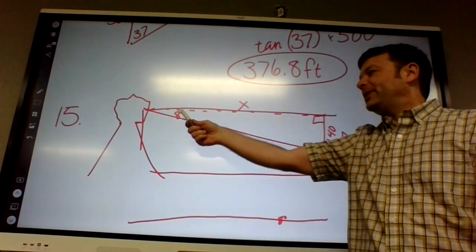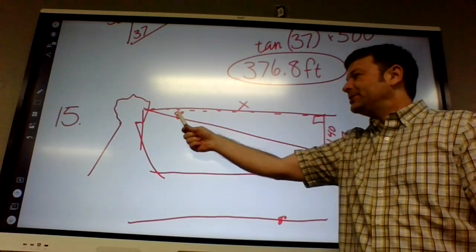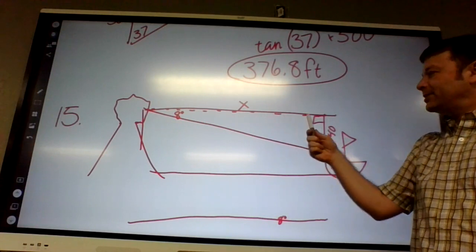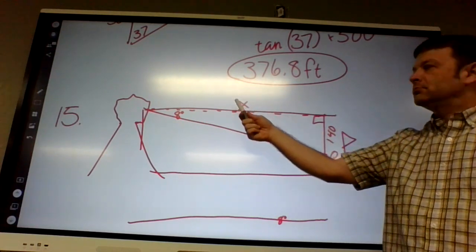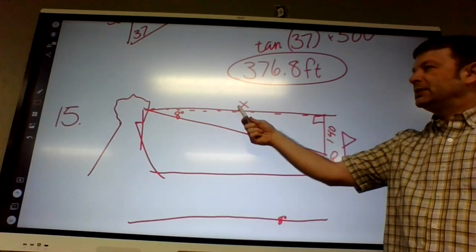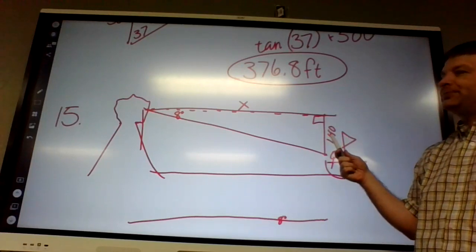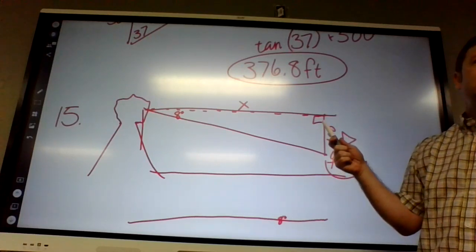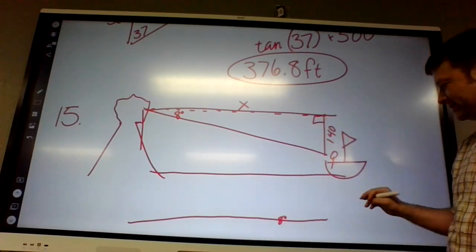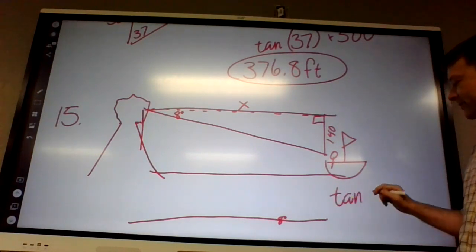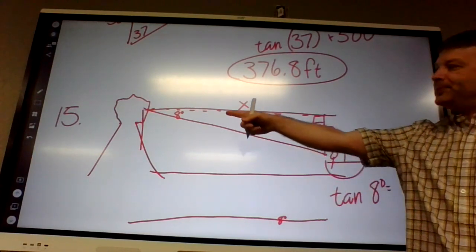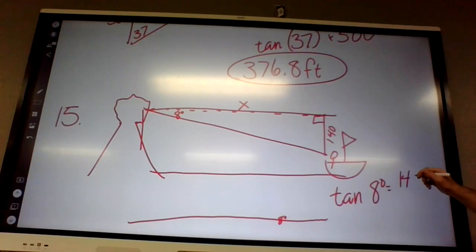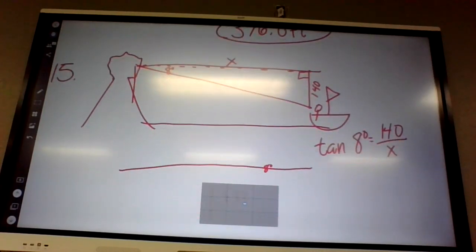So, anyway, we got a problem just like all the rest. Relative to this angle, what two sides am I looking at here? Jason? Opposite? Tangent. Tangent of 8 degrees equals opposite over adjacent. And then these two guys switch places.